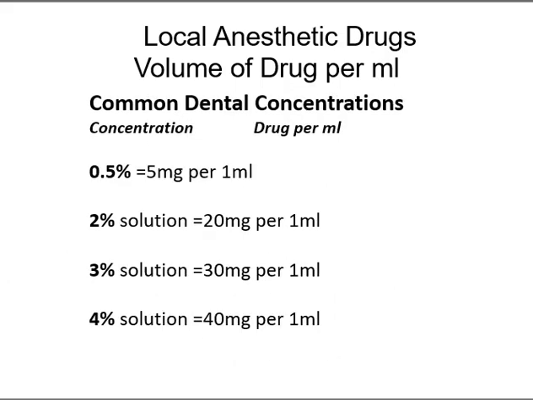So this shows you how it goes from 0.5%. So I want you to know that's 5 milligrams per 1 milliliter, 2% is 20 milligrams per 1 milliliter, 3% is 30 milligrams per 1 milliliter, and 4% is 40 milligrams per 1 milliliter.